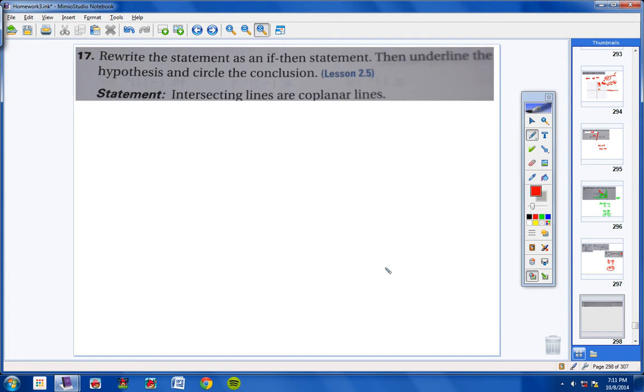Rewrite the statement in if-then form. Then underline the hypothesis and circle the conclusion. Intersecting lines are coplanar. Okay, if two lines intersect, then they are coplanar. Or you could say then they both lie in the same plane, because coplanar means lies in the same plane.